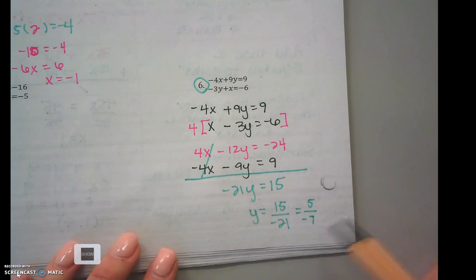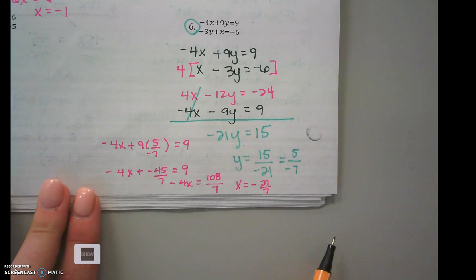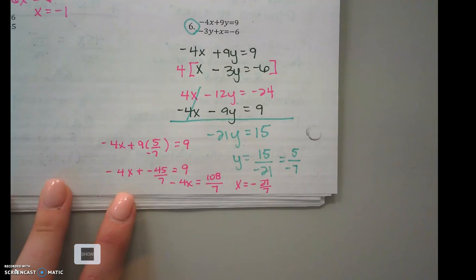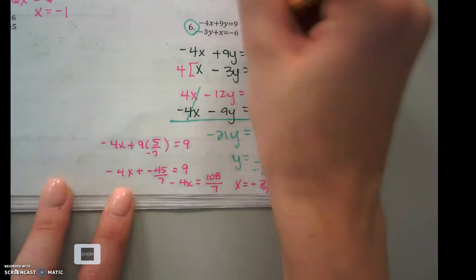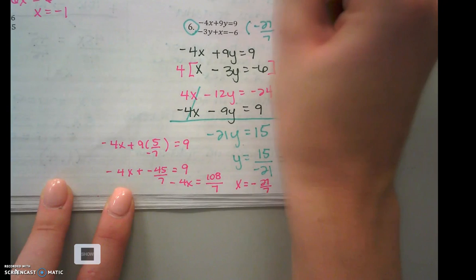Okay. So now we get to substitute in this lovely fraction. So let's work that out. So to save some time, I just worked it all out. Remember, when you add a fraction and a whole number, you need to find a common denominator. And so there's that. And I find x is equal to a negative 27/7. So again, we'll write our final answer as an ordered pair.